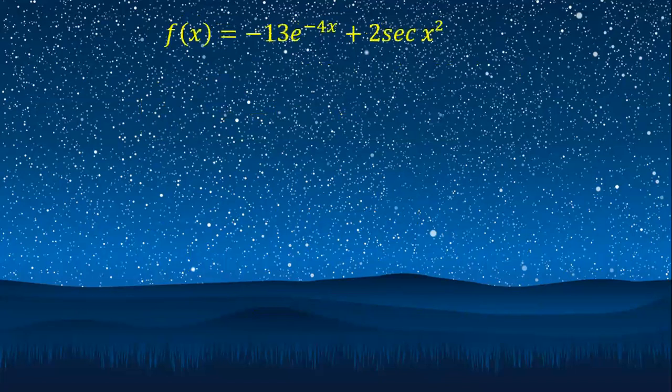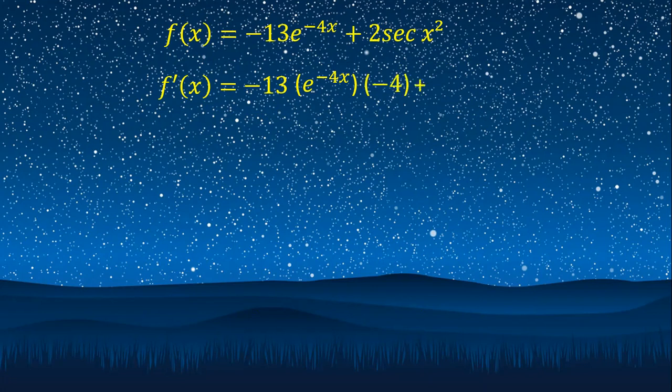Let's have another example. f(x) = negative 13 e to the power of negative 4x plus 2 secant x squared. So f'(x) = the first term is under the exponential function. So we are going to copy the coefficient, negative 13, times e to the power of negative 4x. Then we will multiply it by the derivative of the given algebraic expression, which is negative 4x. Its derivative is negative 4.